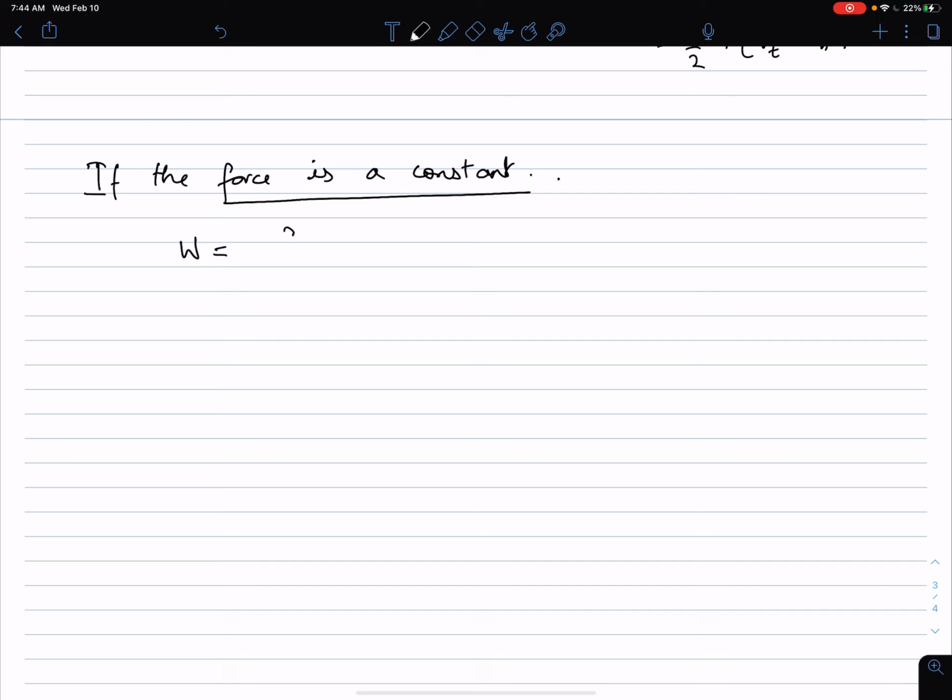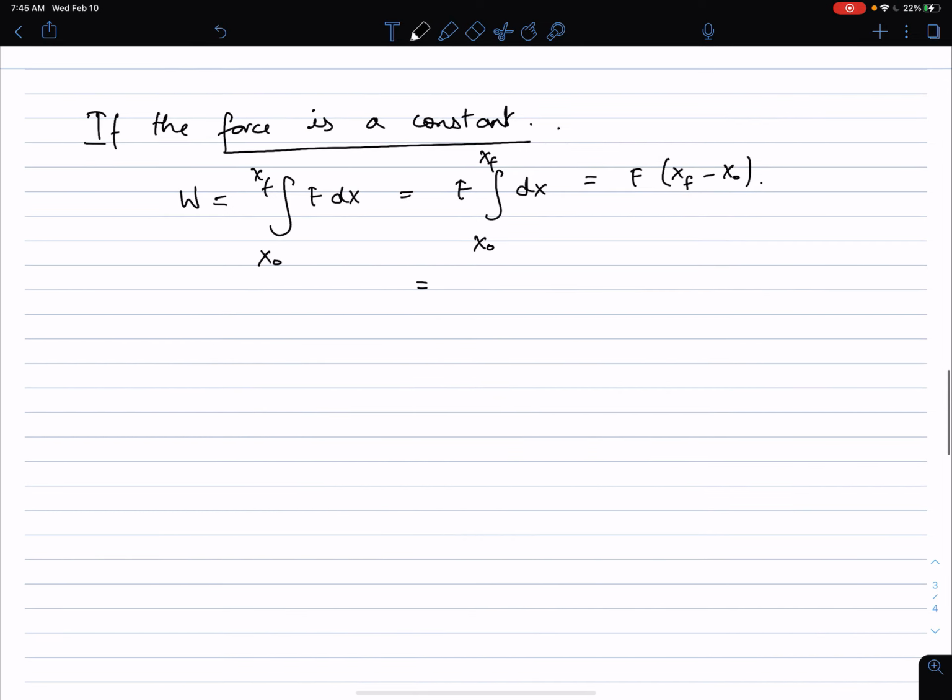If the force is a constant, in that very special case, work equals the integral of f dx from x naught to xf, and then you can take f out, so you have f times the integral of dx. Because f is a constant, we can take it out, and you basically get f times (xf minus x naught). So this is what we mean by force times displacement.